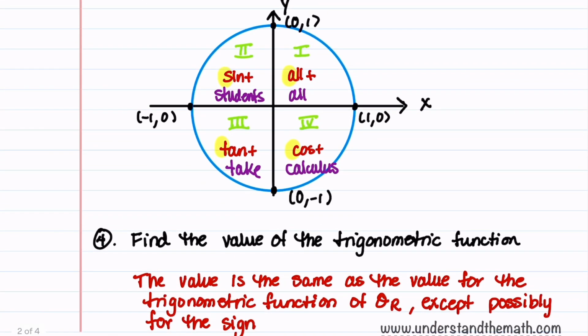The last step is to find the value of the trigonometric function. The value is the same as the value for the trigonometric function of theta sub r, except possibly for the sign.